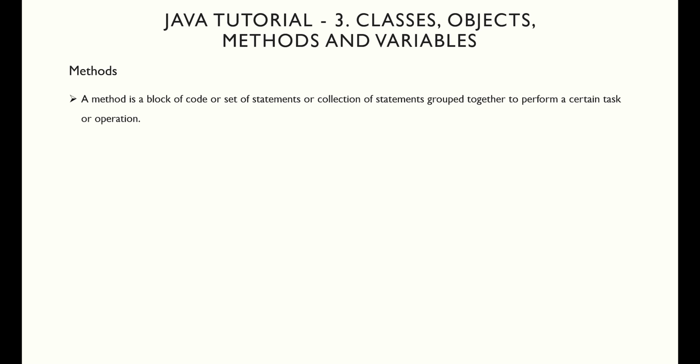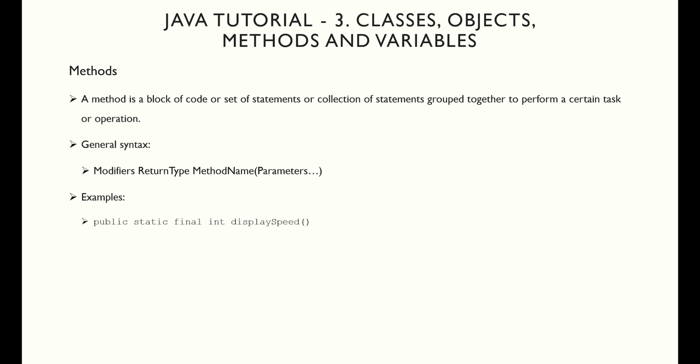We have already seen the declaration of a method through the main method in the sample program. The general syntax is modifiers, return type, method name, parameters. A method signature typically depends on modifiers, return type, and parameters. There can be multiple modifiers like public, static, final, int, display speed. Here, public is an access modifier to indicate visibility. Static and final are keywords.